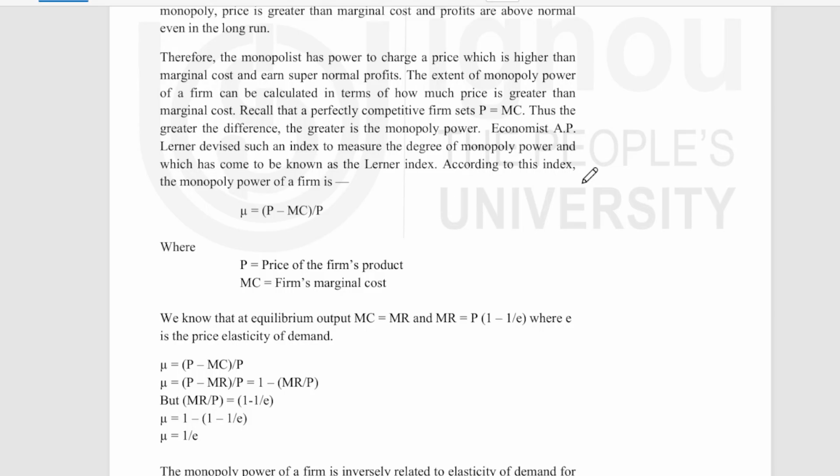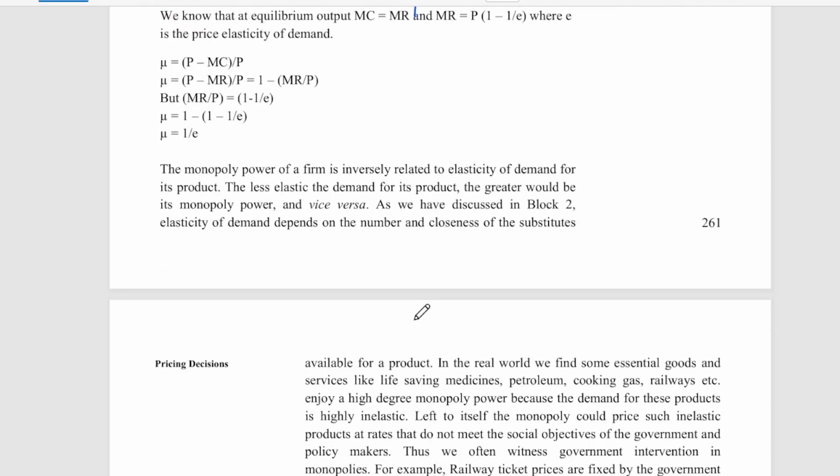Recall that a perfectly competitive firm sets P equal to MC. Thus, the greater the difference, the greater is the monopoly power. An economist, A. P. Lerner, devised such an index to measure the degree of monopoly power, which has come to be known as the Lerner index. According to this index, the monopoly power of a firm is given by the equation, where P is the price of the firm's product and MC is the firm's marginal cost. Okay, so that is the equation.